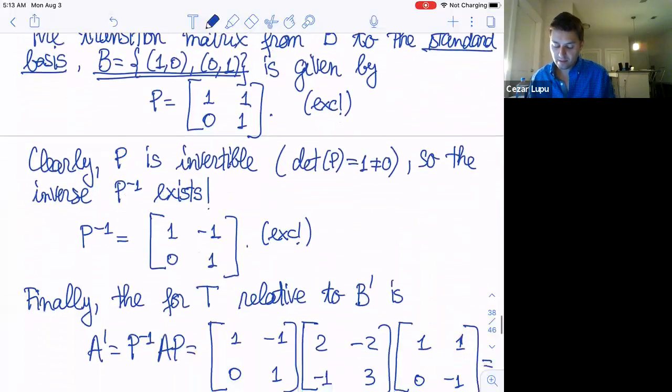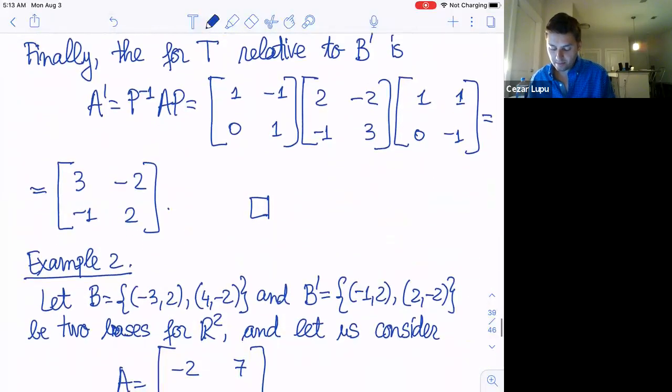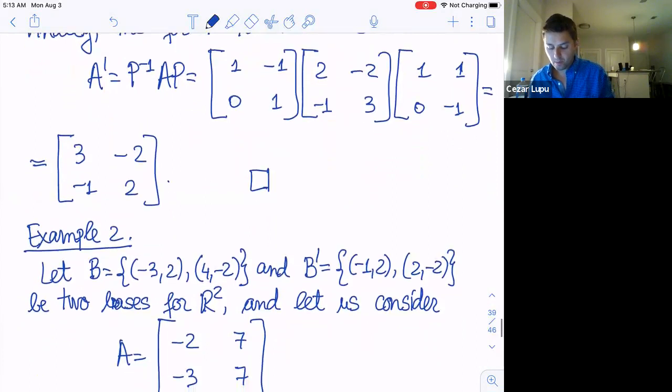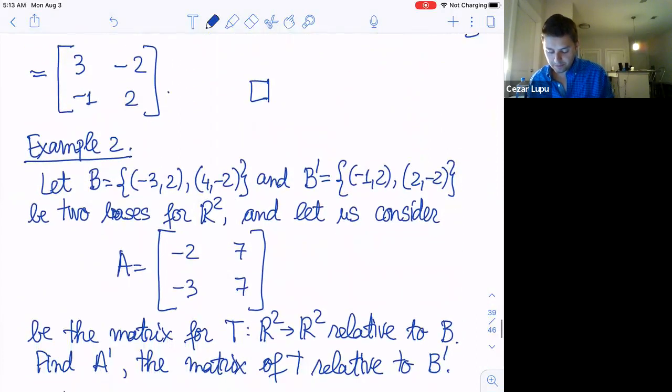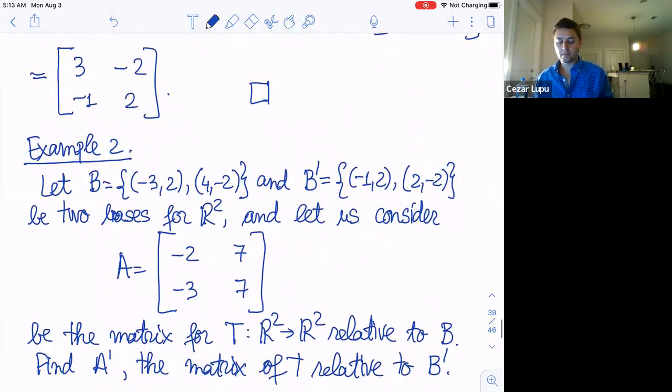Now the second example. I'm not going to do that. What I want is the following. I want you to look at the statement. As you can see here in this example, I have two bases for R2.